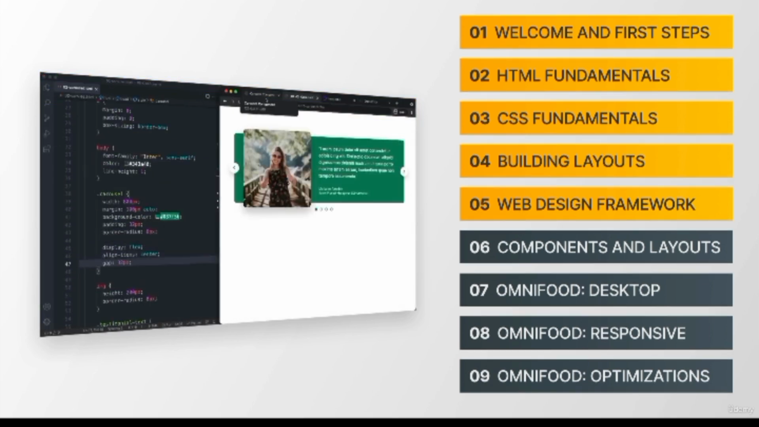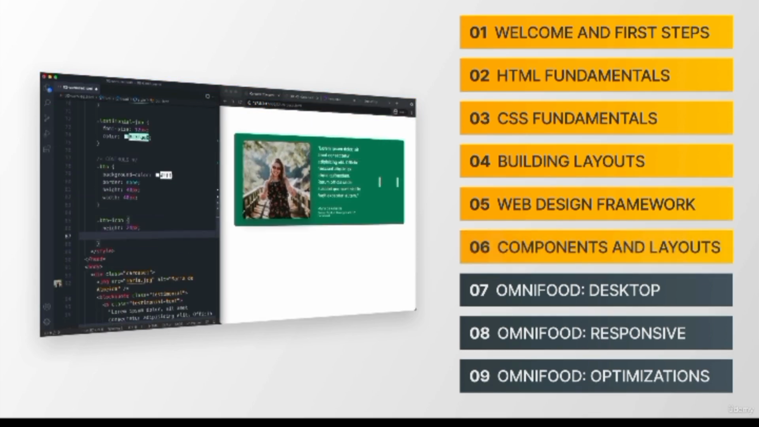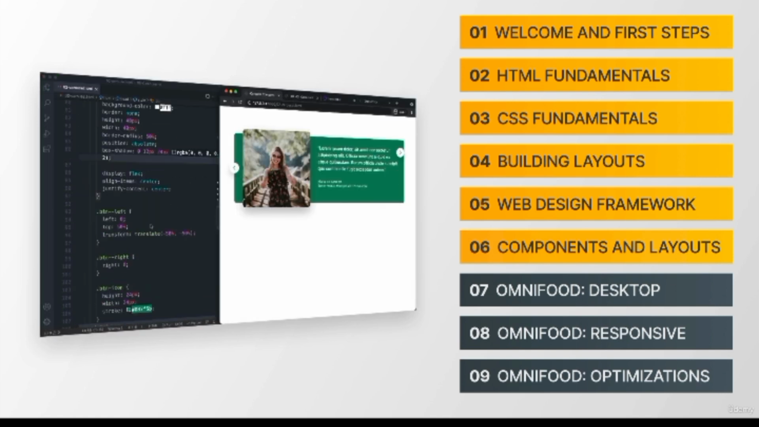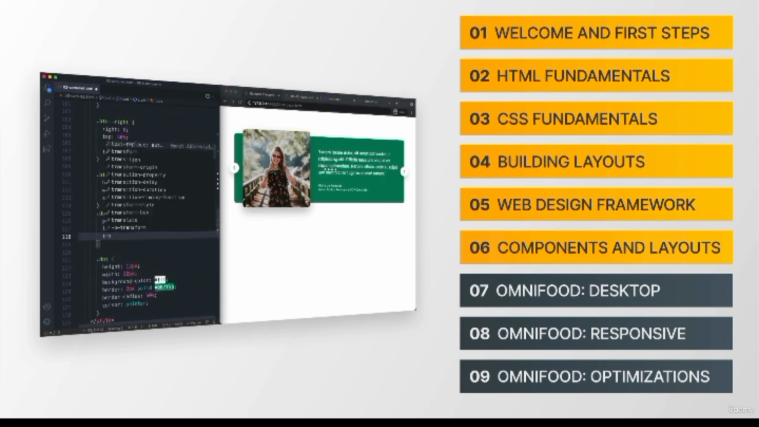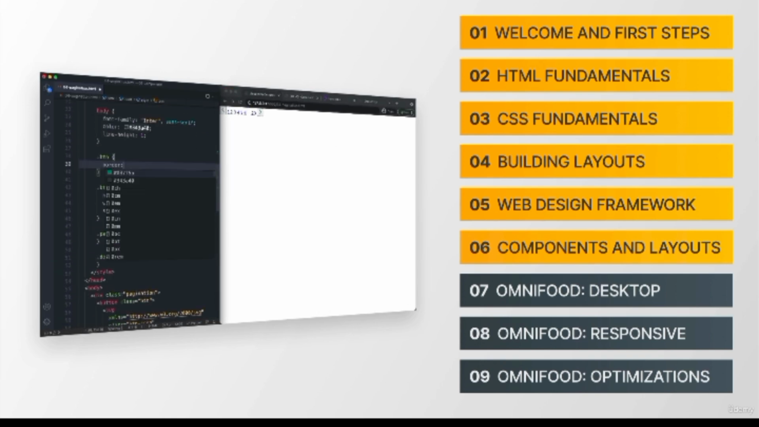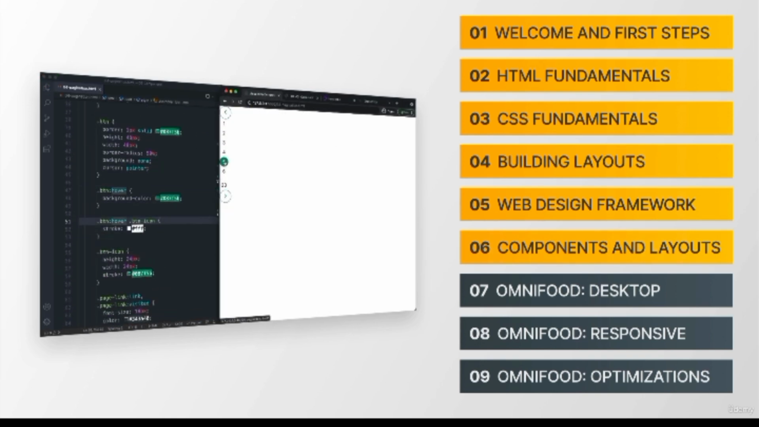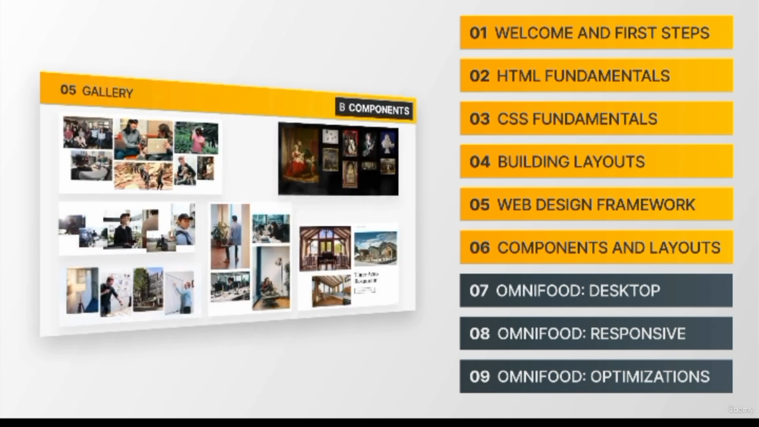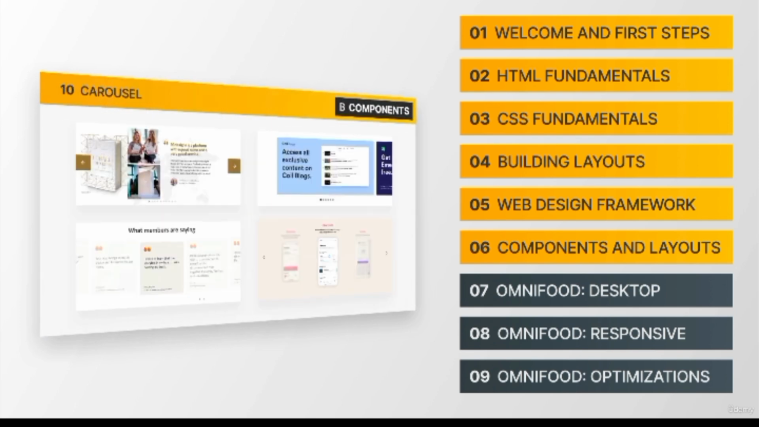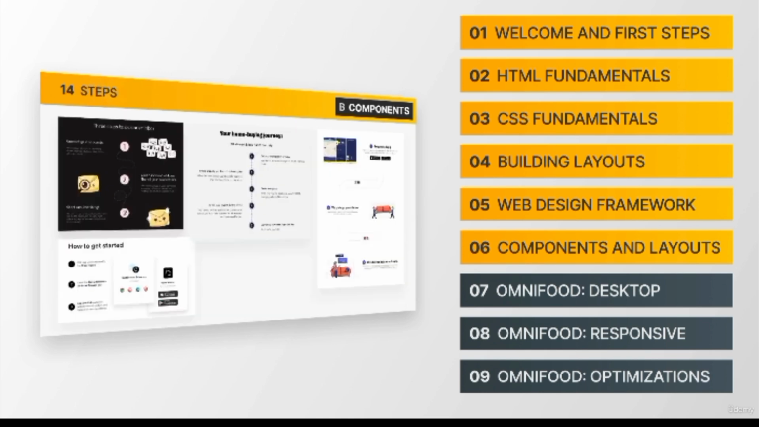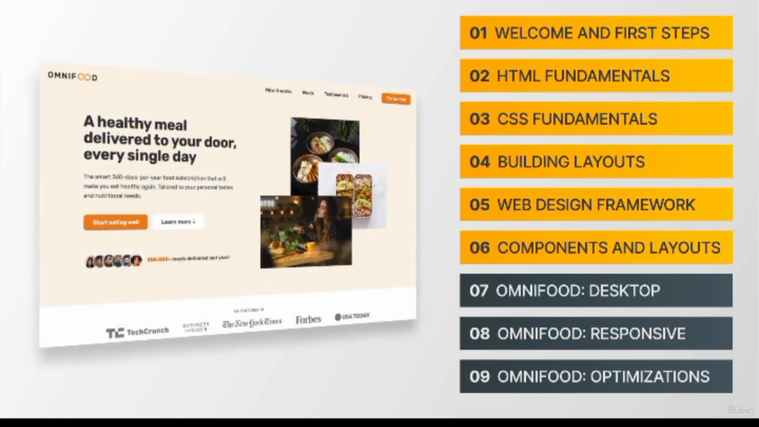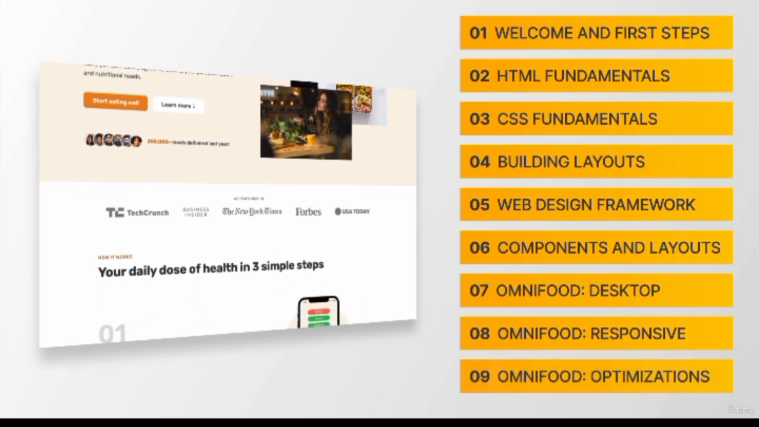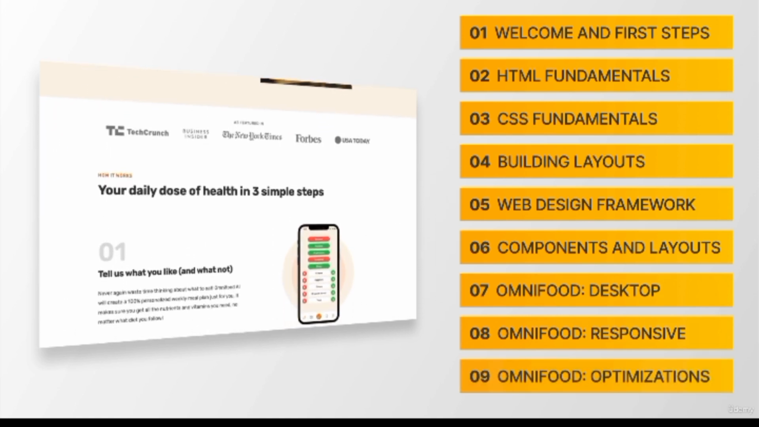Next up is section 6, where we will learn all about common website components and common layout patterns that many websites out there use, so that then you can build your own websites in the future using these patterns too. And we will do this by looking at a ton of examples and also by building some components with HTML and CSS ourselves. Finally, sections 7, 8, and 9 are all about building our big course project, which is called Omnifood.